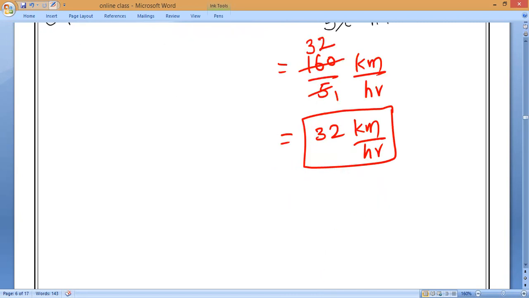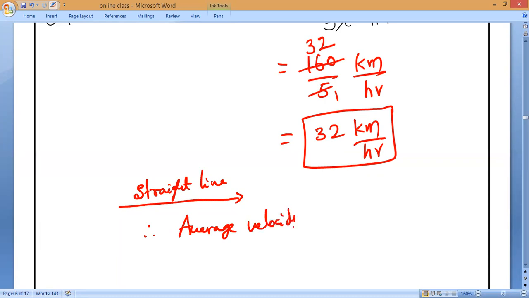So the last statement you have to write. What is the statement? Since the car is moving along a straight line, what is the average velocity? We should not say average speed. It is moving in a straight line, so we have to say average velocity, because it has direction. So therefore, average velocity is 32 kilometer per hour. Is it okay, guys? Yes, sir.